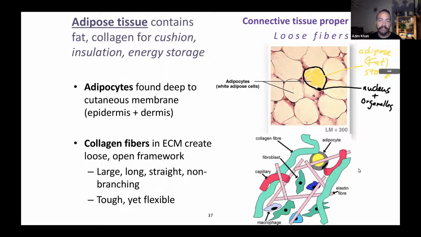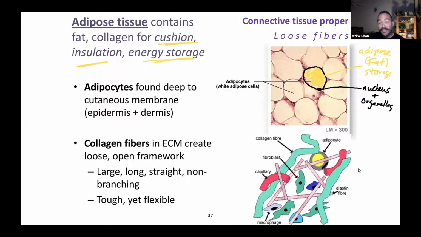Another word for fat is adipose. Your adipose tissue are storage areas for fat. Fat is great for cushioning. Fat is great for insulation. Fat is great for energy storage. It does all these things.